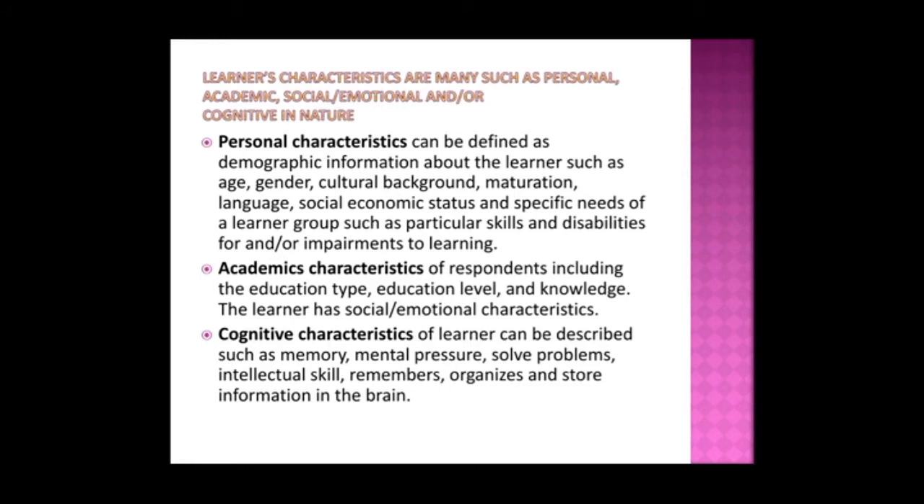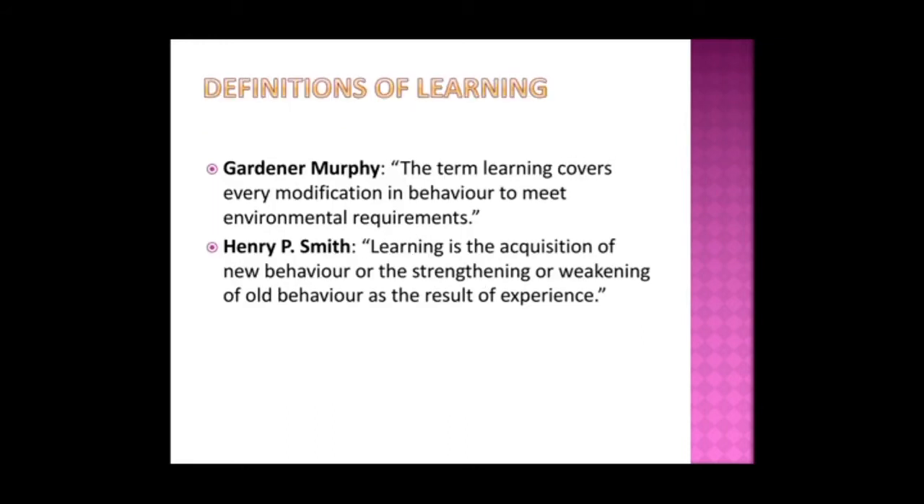And academic characteristics include the education type, educational level, and knowledge the learner has. Then there are social and emotional characteristics. The cognitive characteristics of a learner can be described as memory, mental pressure, solving problems, intellectual skills, remembering, organizing, and storing information in the brain. These are the cognitive characteristics. So personal, academic, and cognitive characteristics. And now some definitions related to learning.